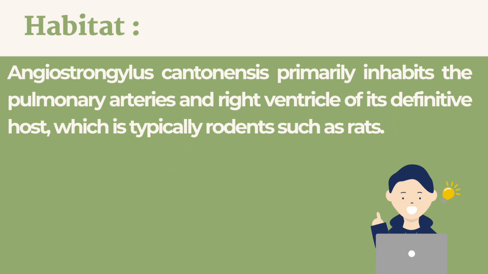As for the habitat, once again, this parasite, Angiostrongylus cantonensis, primarily inhabits the pulmonary artery and right ventricles of its definitive hosts, which are typically rodents such as rats. So, kani siya nga parasite is makita siya sa moist and humid environment. That is why ideal kaayo puy-an ang pulmonary arteries and ventricles sa host.